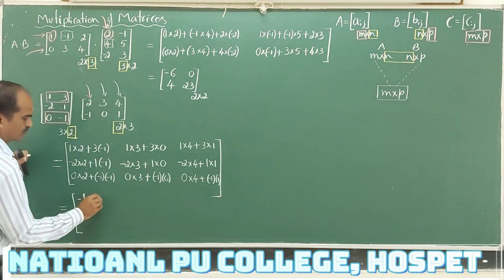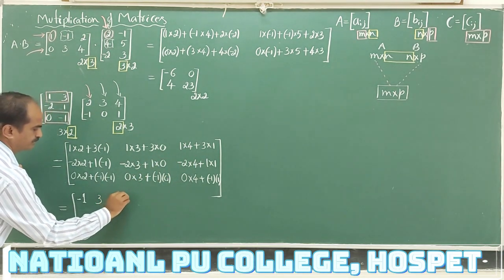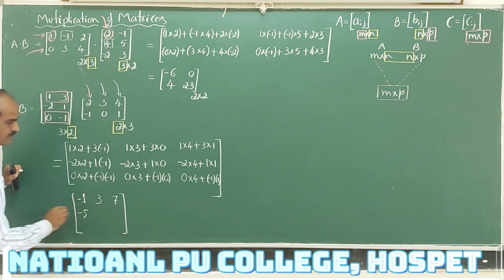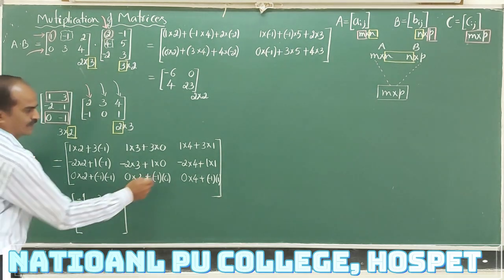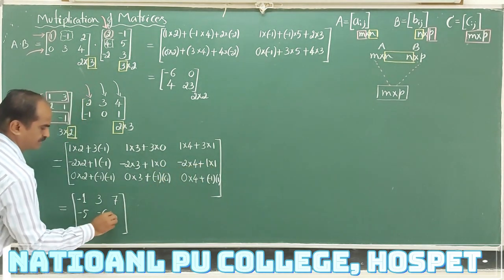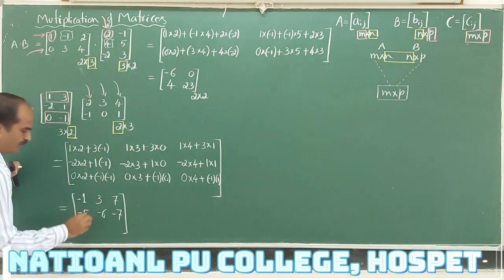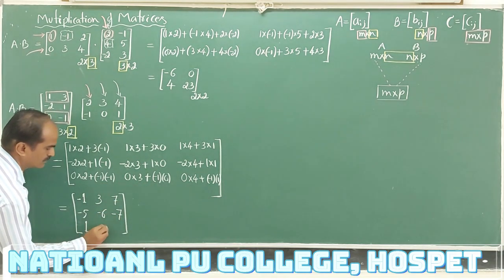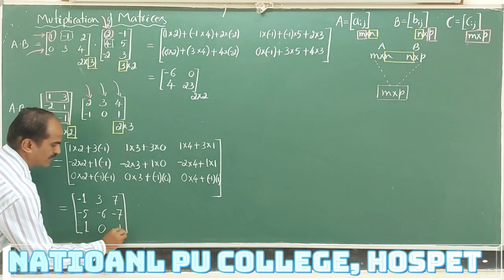3 plus 0, 3. 4 plus 3, 7. Minus 4 minus 1, minus 5. Minus 6. It is minus 8 plus 1, minus 7. 0 plus 1, 1. 0 plus 0, 0. 0 plus minus 1, minus 1.